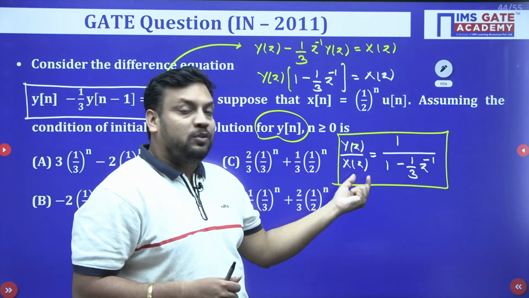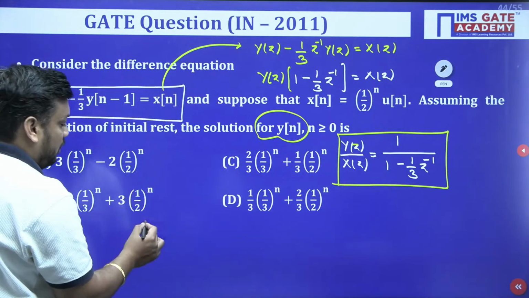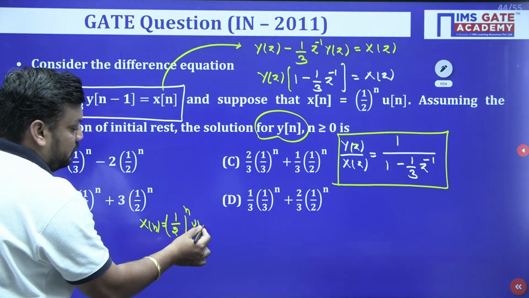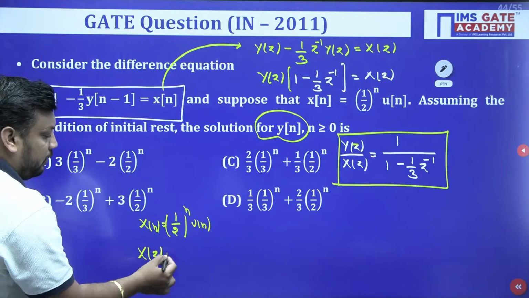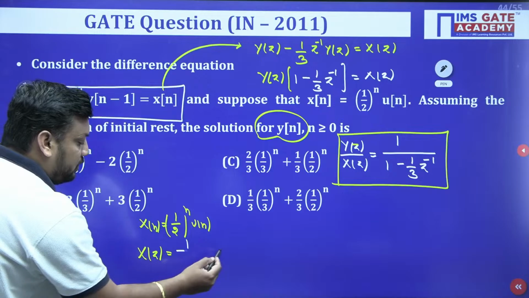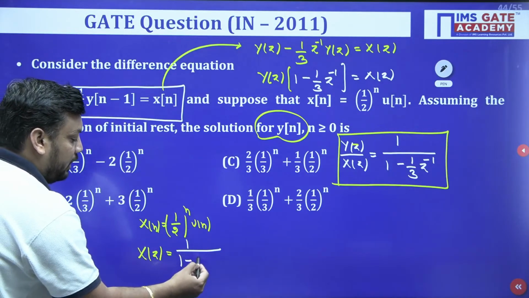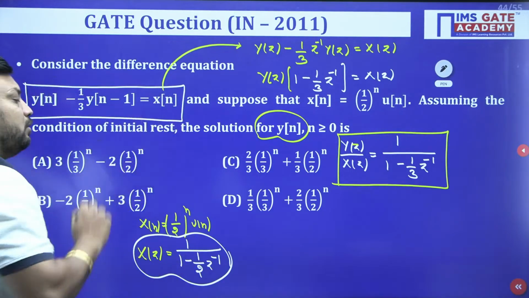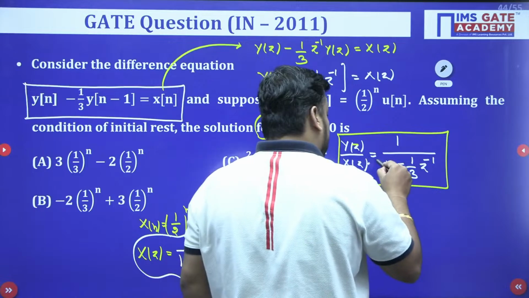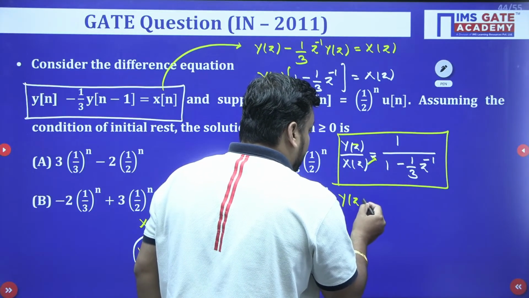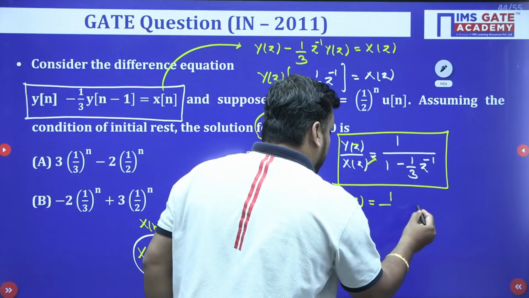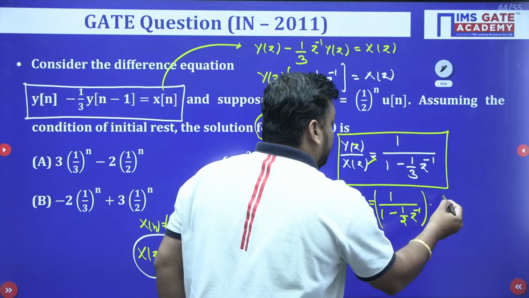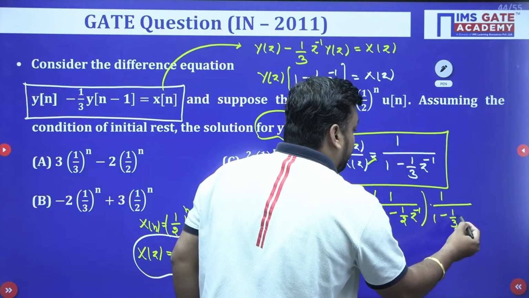Y(z) upon X(z). So, what is x of n? X of n is nothing but (1/2)^n u(n). So, tell me, guys, what is X(z)? We know that the Z transform of a^n u(n) is nothing but 1 upon 1 minus a z inverse. It means 1 upon 1 minus 1/2 z inverse. So don't you think I can cross multiply this value? If I cross multiply, then Y(z) is equal to 1 upon 1 minus 1/2 z inverse, and here also we have 1 upon 1 minus 1/3 z inverse.